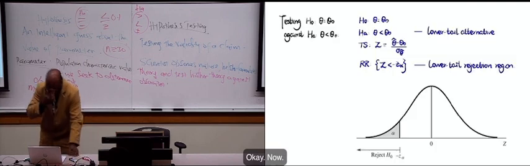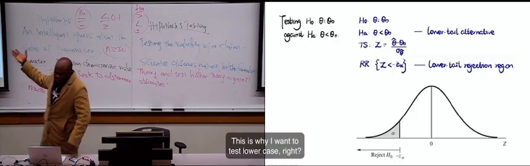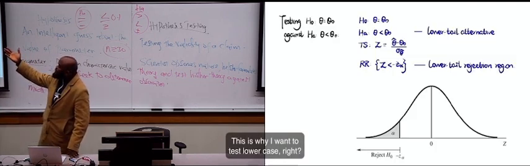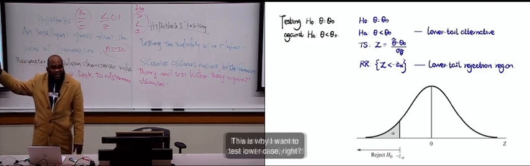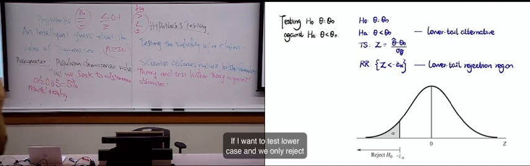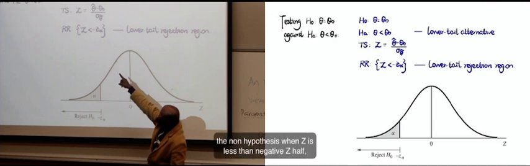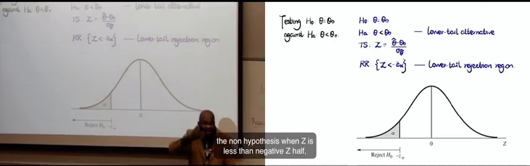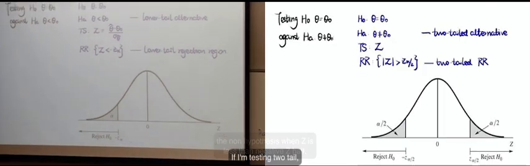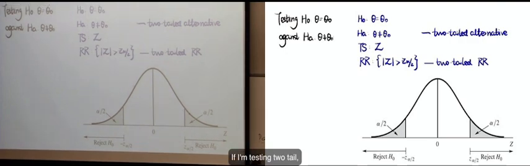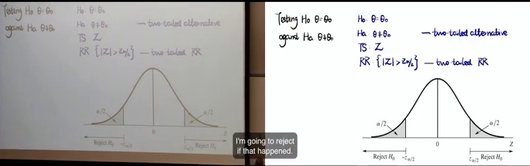Now, if I want to test the lower tail, I will only reject the null hypothesis when z is less than negative z alpha. If I'm testing two-tail, I'm going to reject if that happens.